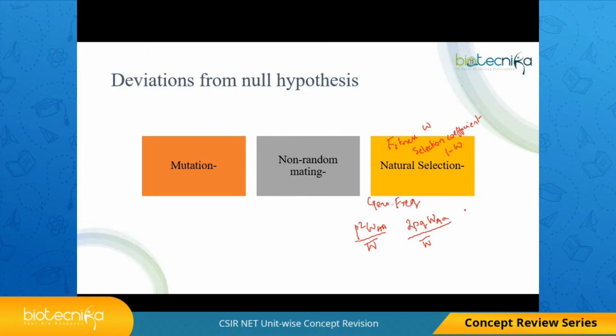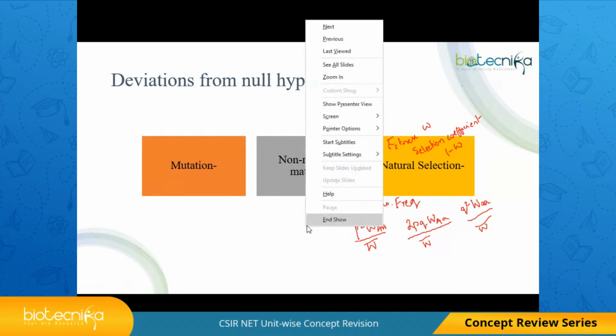For the homozygous recessive, it is going to be q square into the fitness value of that genotype divided by the mean fitness value of the entire population. So if you know the genotypic frequency, from here you can definitely find out your allele frequency also by the same formula we discussed at the start of this presentation. So that goes with your natural selection.